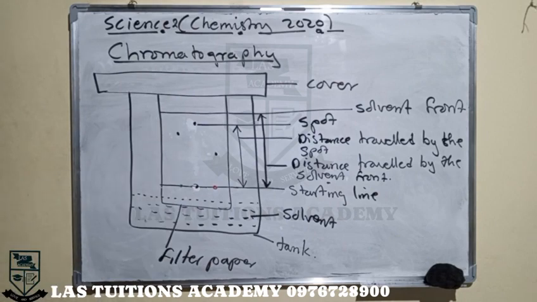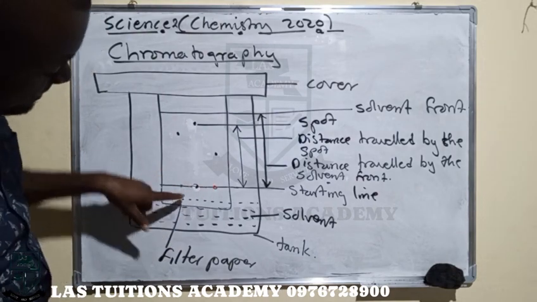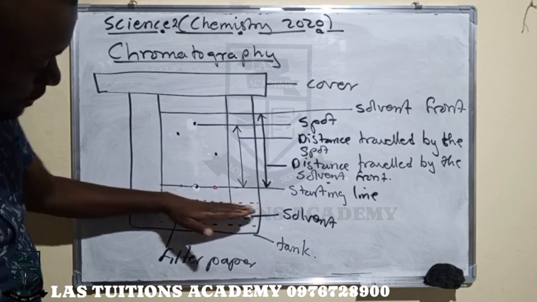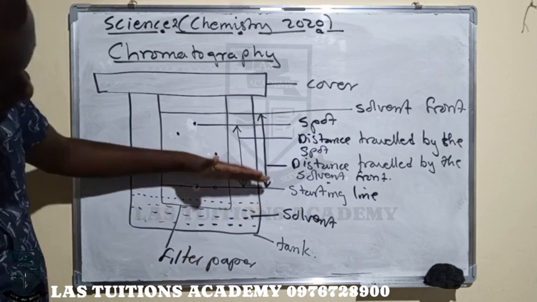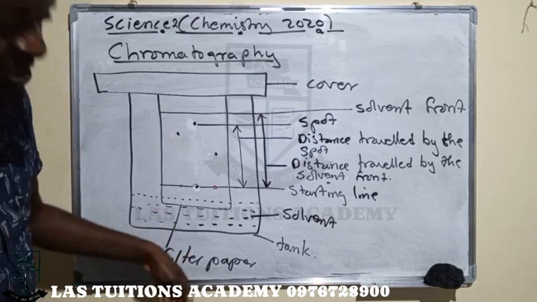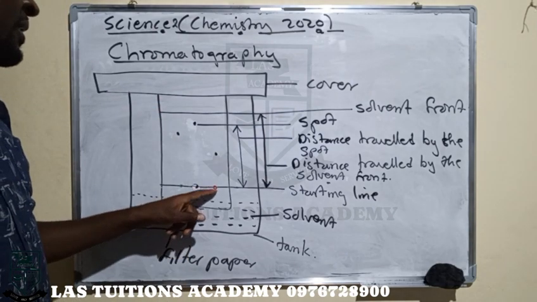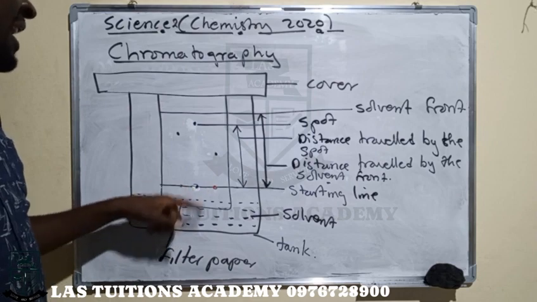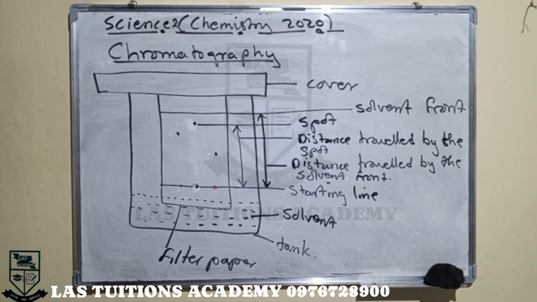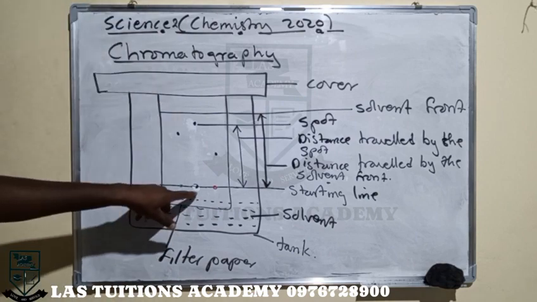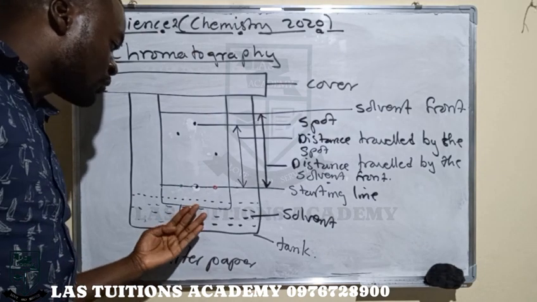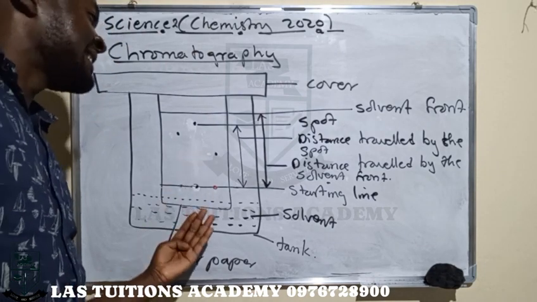Now, the other thing you need to observe here is this starting line is way above the level of the solvent. If the level of the solvent were raised up here, and these colors were dipped inside, these dyes would just dissolve into this solvent. They will not rise up. So that's why it has to be above this level, so that it's the solvent that will enter the paper and start rising up.